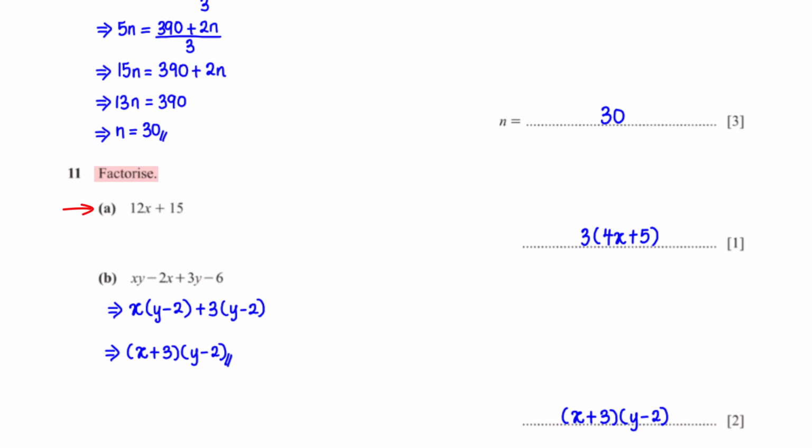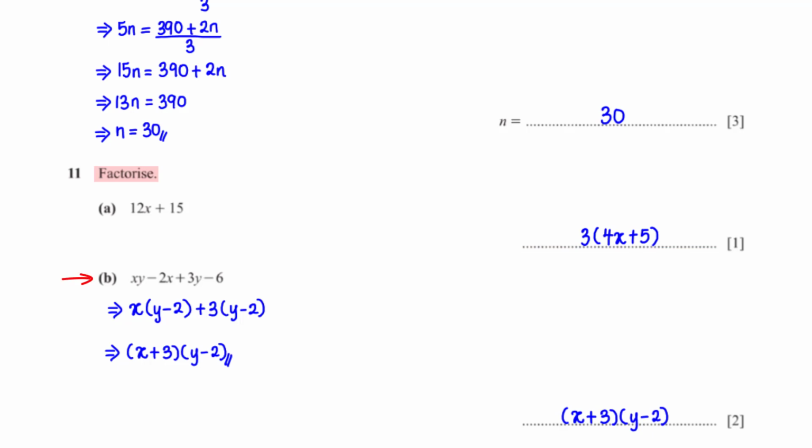Factorize 12x plus 15. The common factor is 3. When we factor 3 out, we need to multiply 3 by 4x to get 12x. And we need to multiply 3 by 5 to get 15.